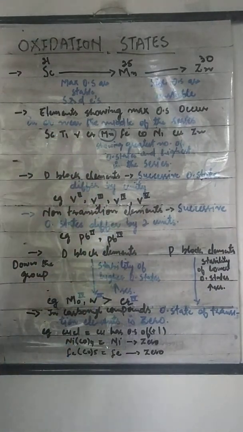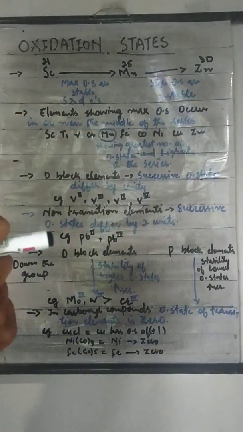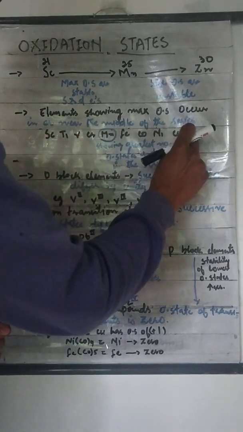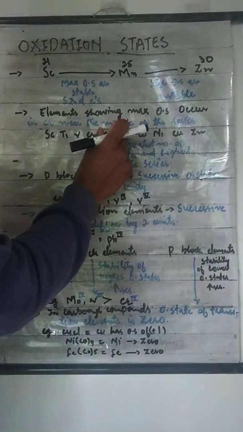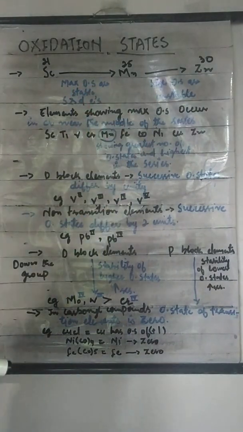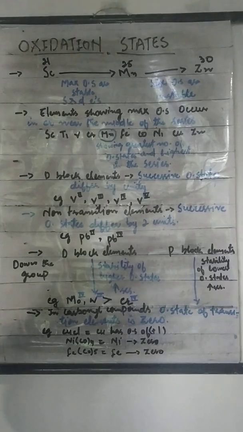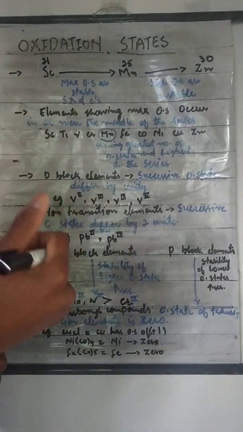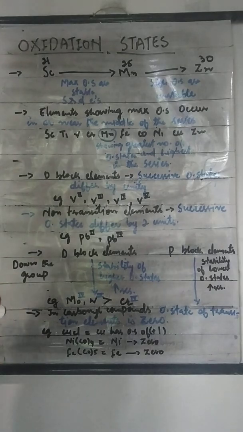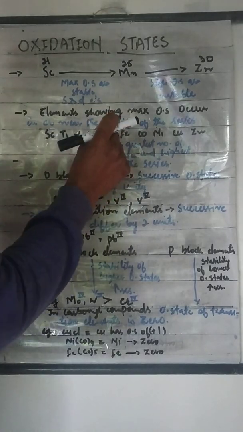The second point is that elements which show maximum oxidation states occur in or near the middle of the series. I have taken an example here that in case of 3D series, the element manganese, which is present near the middle of the series, has the greatest number of oxidation states. Greatest number of oxidation states means it shows +2, +3, +4, +5, +6 and +7 oxidation states. And in 3D series, manganese is that element which shows the highest oxidation state of +7, which we have discussed in the previous lecture.